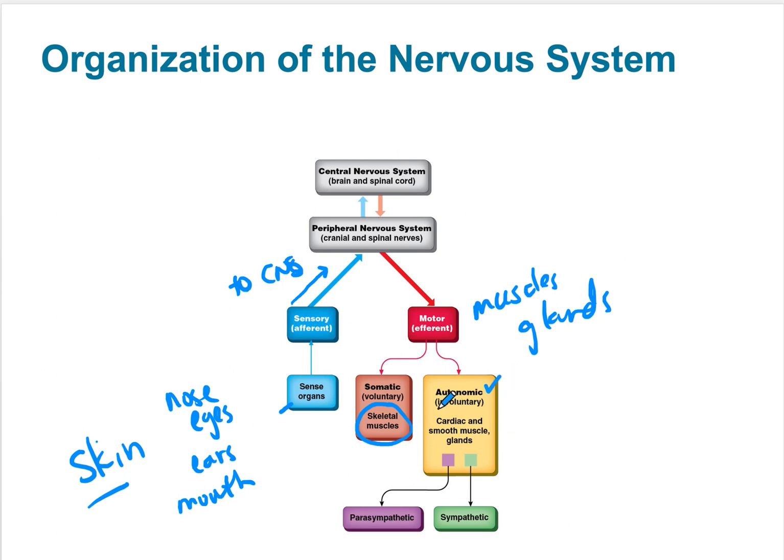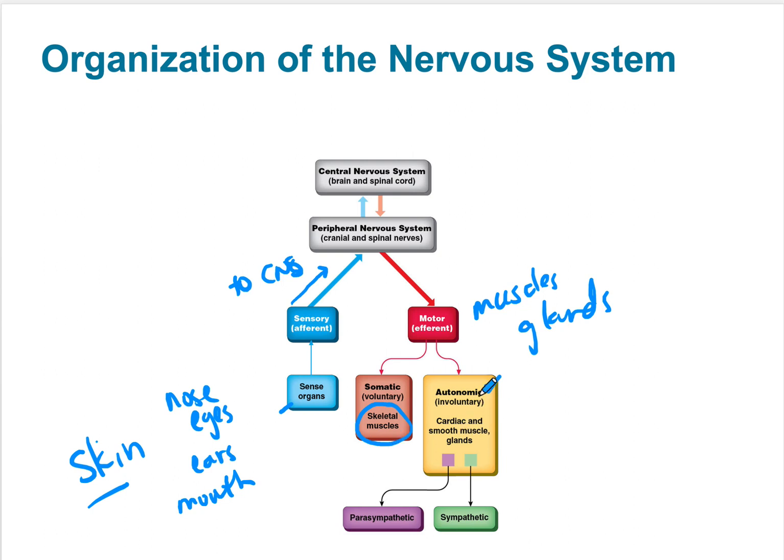Okay, it's under what we call self-control. The only one that we can consciously control are our skeletal muscles, because they're voluntary, and that's what we call the somatic nervous system, okay? So there's some different divisions here depending on whether you can control it consciously or not, okay?